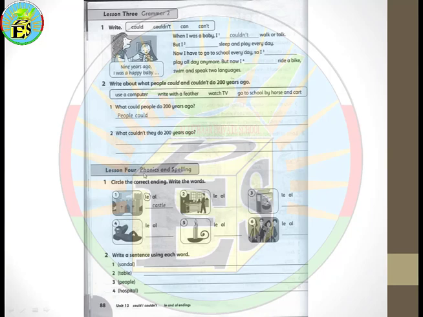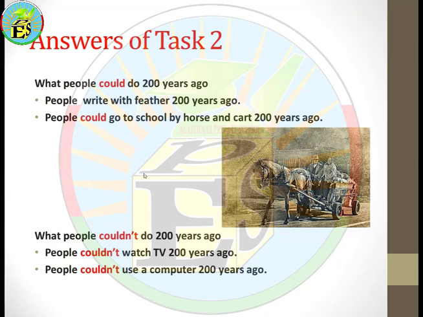So now let's check the answers together. Please write these answers on your workbook. And if you don't know the meaning of cart, this is a cart here, and this is the horse. So we will read the answers one more time together. What people could do 200 years ago. People could write with a feather 200 years ago. And people could go to school by horse and cart 200 years ago. What people couldn't do 200 years ago. People couldn't watch TV 200 years ago. And people couldn't use a computer 200 years ago.